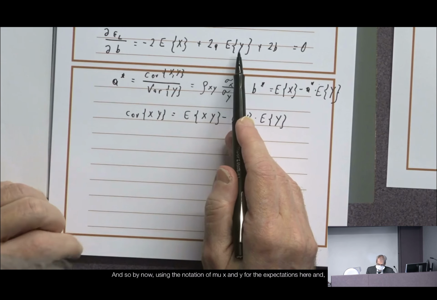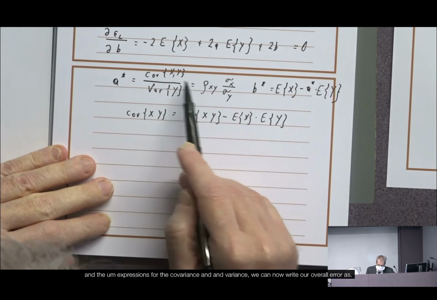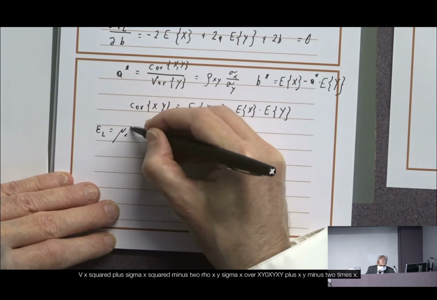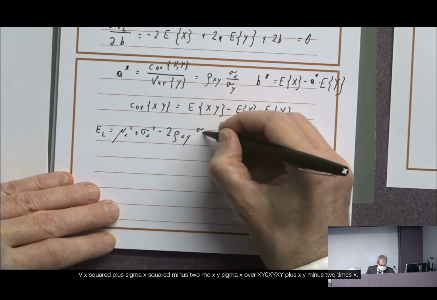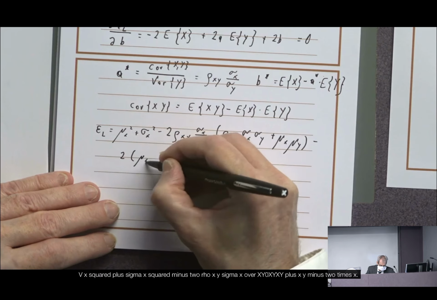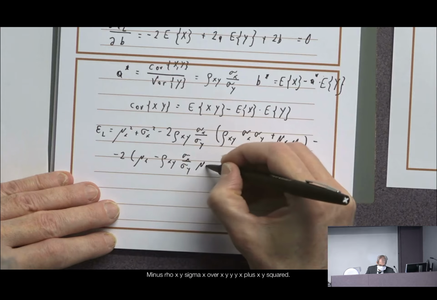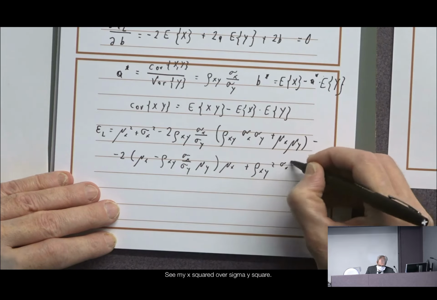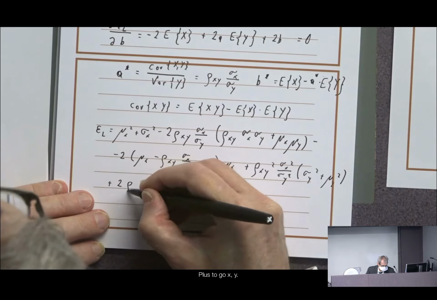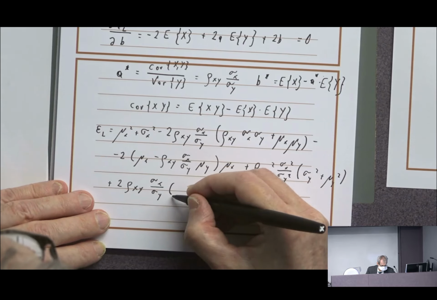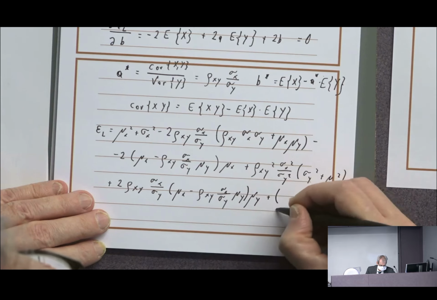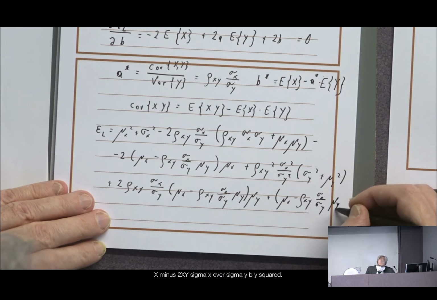And so by now using the notation of mu x and mu y for the expectations here, and the expressions for the covariance and variance, we can now write our overall error as mu x squared plus sigma x squared minus 2 rho xy sigma x over sigma y times rho xy sigma x sigma y plus mu x mu y, minus 2 times mu x minus rho xy sigma x over sigma y mu y, times mu x, plus rho xy squared sigma x squared over sigma y squared, plus mu y squared, plus 2 rho xy, and so on, plus x minus rho xy sigma x over sigma y mu y squared.